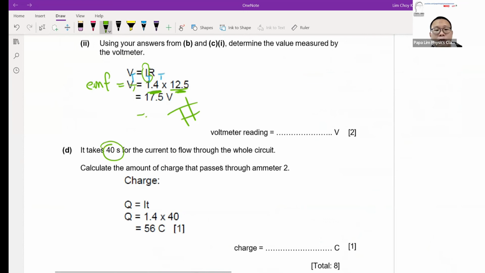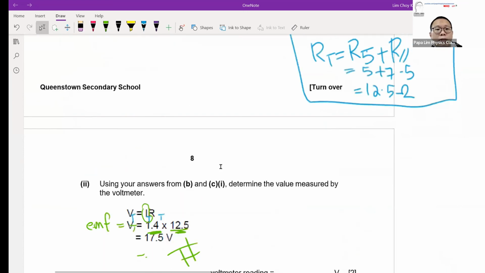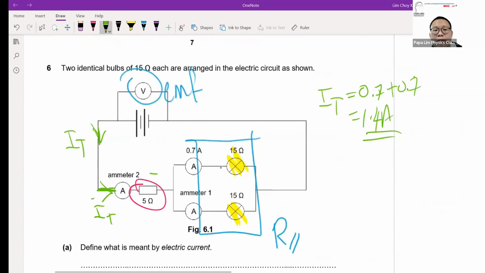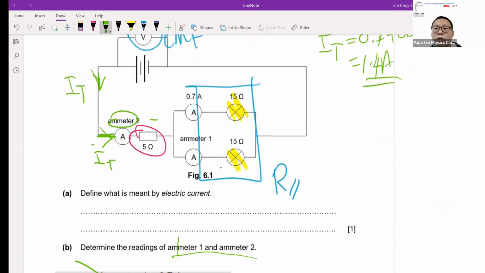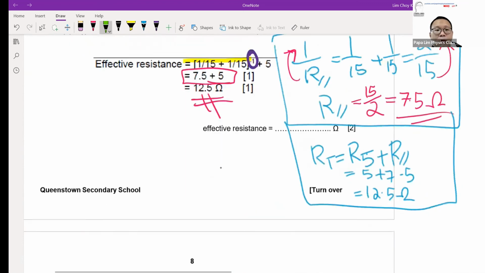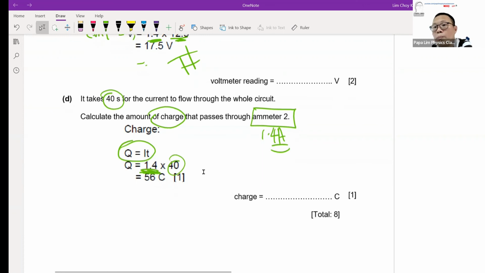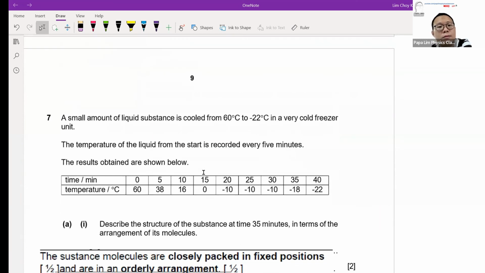Next, calculate the charge flowing through ammeter 2 in 40 seconds. So where is ammeter 2? Ammeter 2 is here at the 5 ohm. So basically ammeter 2 measures the total current. Basic formula Q equals IT. Total current at ammeter 2 here is 1.4 amp. Time taken is 40 seconds. If you multiply, you work out the math, it will be 56 coulomb. Fairly easy. So question 6 actually will be quite easy.